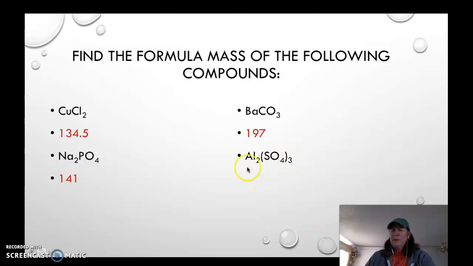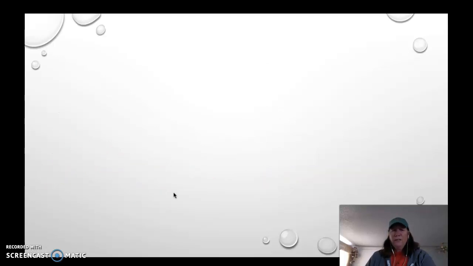Remember, if something's in parentheses, like here would be 2 aluminum. This would be 3 sulfur. You don't multiply the 3 by the aluminum. It's 3 sulfur and 12 oxygen. Okay, so make sure if something's in parentheses, you multiply everything inside. And again, you can go back and double check on these. I have the right answer just to practice.